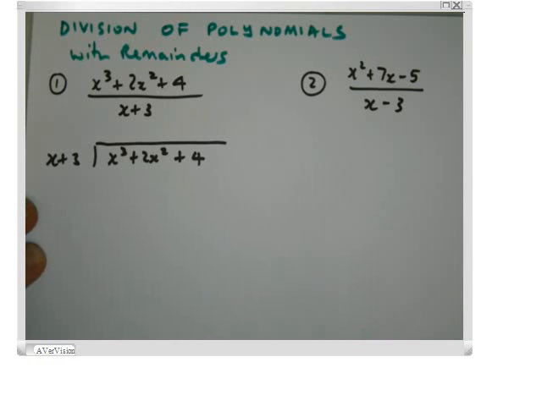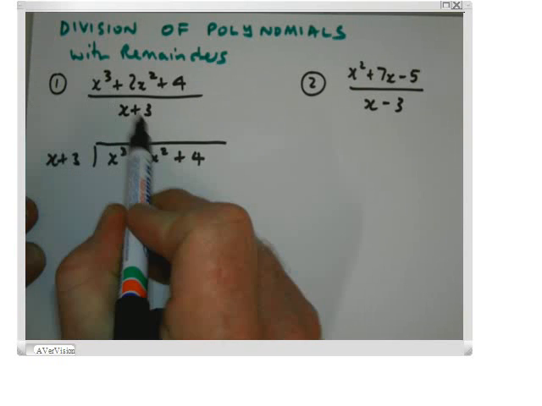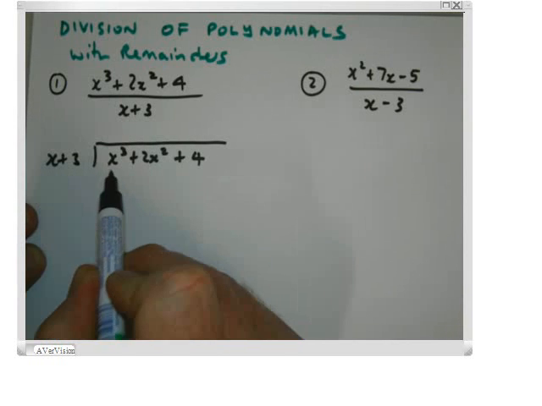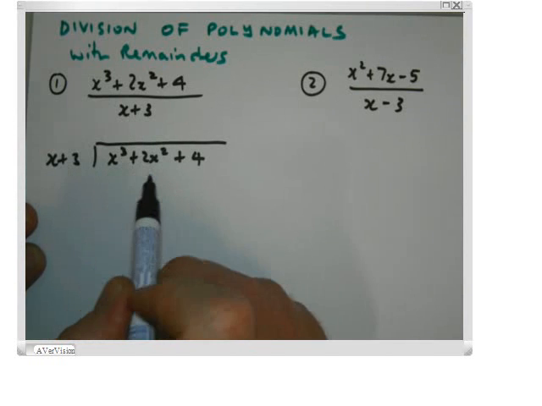This is for Year 12 Methods and involves the division of polynomials with remainders. The first is a cubic divided by a linear. So I'm dividing x plus 3 into x cubed plus 2x squared plus 4.